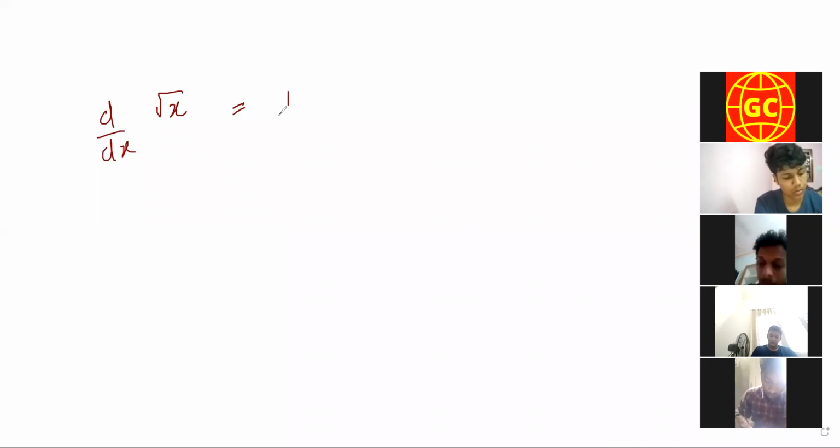In that box, have you written the derivative of root x? If you have not written the derivative of root x in that box, please add that also. That is d by dx of root x is 1 by 2 root x. Please add that in that box if you have not added. Derivative of root x is 1 by 2 root x.